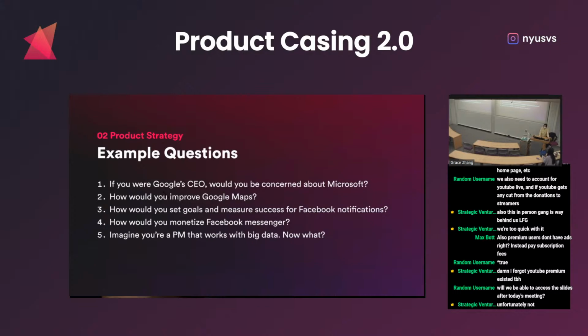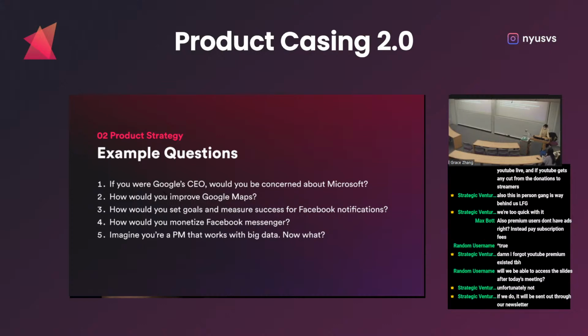Back to example questions. Which ones do you want to go through? Again, these are all real company questions that have happened. Yes, I feel like number 5 is really confusing. Okay, number 5: imagine you're a PM that works with big data. Now what?